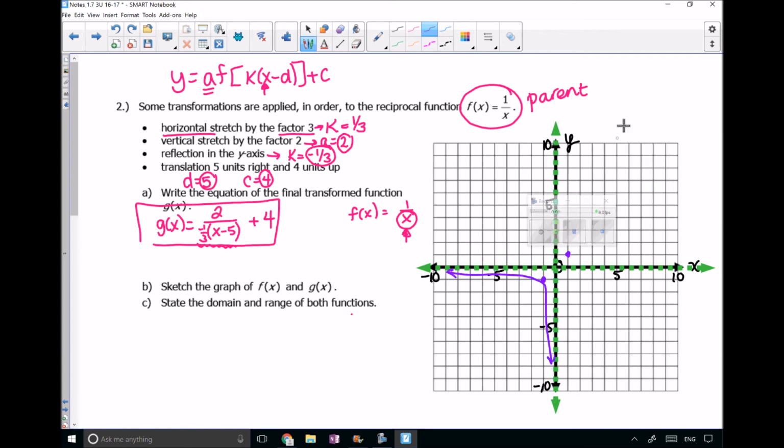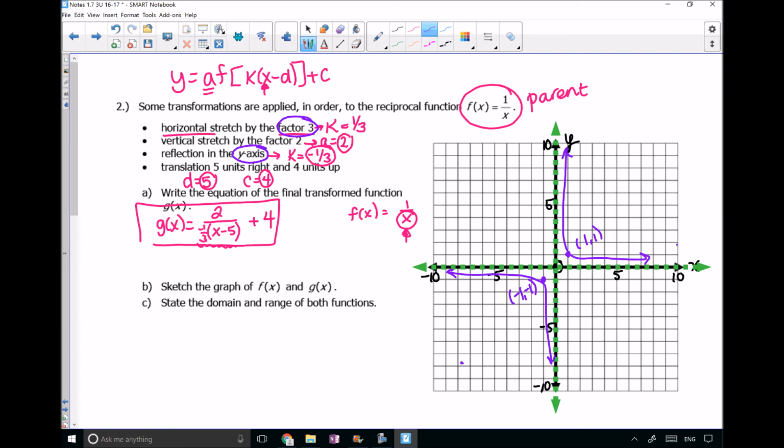Okay, so sorry about having that in the way. This is going to be what our parent function looks like. And we'll put these critical points so you can see what's happening. So I've sketched the graph of f of x. Now I need to sketch the graph of g of x. So we've got two critical points that are going to help us sketch this graph.